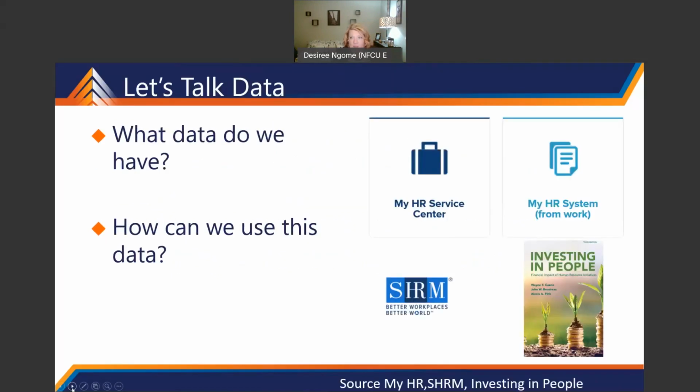Through the use of PeopleSoft or MyHR, our organization captures a plethora of data. Up until recently, much of this data has sat unused. That is, when I say that, it means that it was there, but we didn't necessarily know what it meant or what we could do with it. With the help of a phenomenal book, Investing in People, which you'll see here on the screen, I've discovered additional uses for the data that we have.